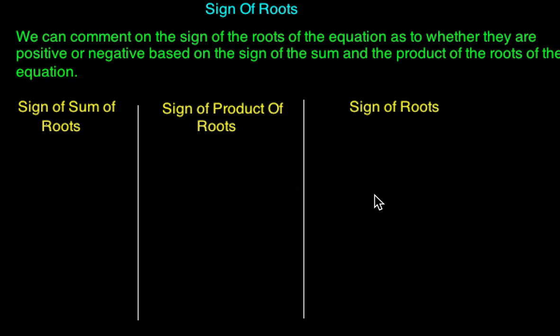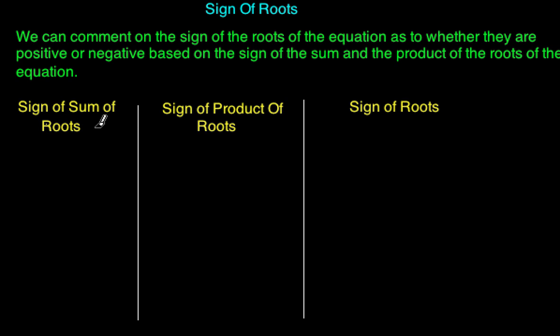Okay, so here we'll be looking at a way to find out the sign of the roots of the quadratic equation based on the sign of the sum of the roots and the sign of the product of the roots of the quadratic equation. So how will we do that? We'll take different cases for the sign of the sum of roots and the sign of the product of roots.